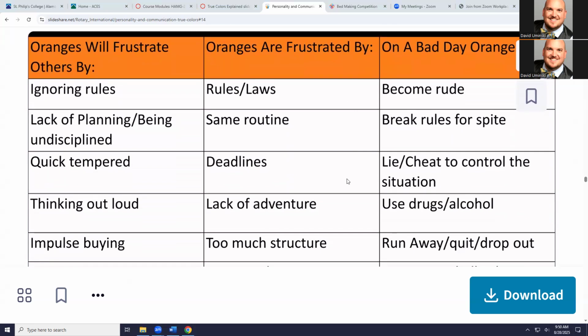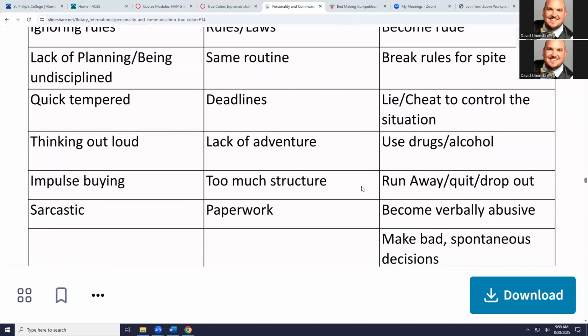All right. So Emilio, this is you and I. Oranges, we're frustrated by rules. I want the freedom to just do things my way, or hey, I see a way that this could be improved. Why can't we do it this way? Oh no, you got to do it this way. Right? And so the same routine, we don't really particularly care for that. So, yeah. Any questions, comments, or concerns?